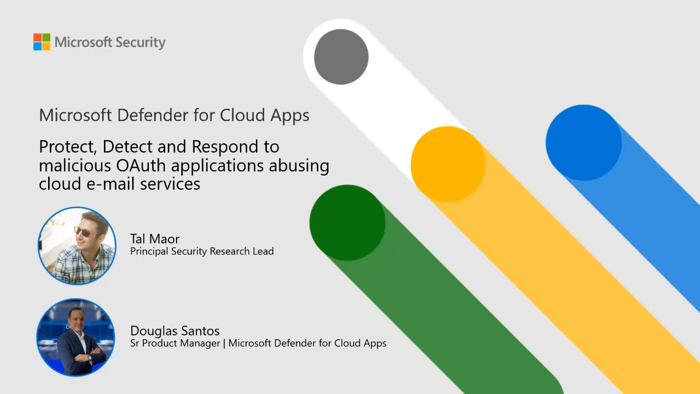We don't know who is attending, if you are in the security world, or if you're a manager, or if you're InfoSec, but I think there is a little bit of everything for everybody. The title of the session is Protect, Detect, and Respond to Malicious OAuth Applications Abusing Cloud Email Services. I know that's a mouthful, but the idea is really to dive into one of these attacks that we have been seeing in the wild, and Tal is going to talk a little bit more about that in the following slides.